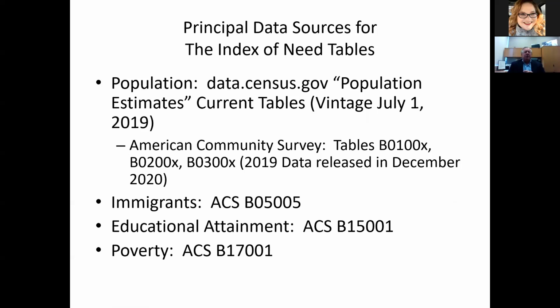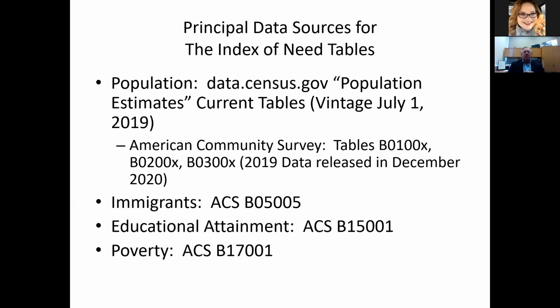We go to something called population estimates and take their estimates for vintage July 1, 2019 data. We also use the American Community Survey, tables B0100X, B0200X, B0300X. Right now, that's 2019 data that has been released.